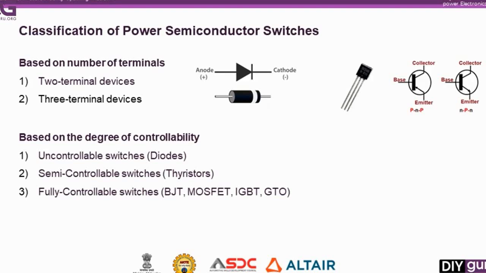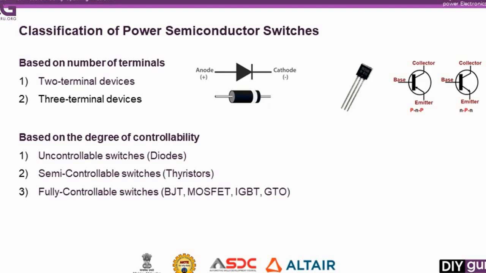Based on their controllability, they are classified into 3 groups. First one, the uncontrollable switches, second, semi-controllable switches, and the third, fully controllable switches. The uncontrollable switches consist of the diode and the diac, just like the 2-terminal classification, which is based on their number of terminals. These switches are in this class because the turn on and the turn off cannot be controlled and is solely determined by the external power circuit.